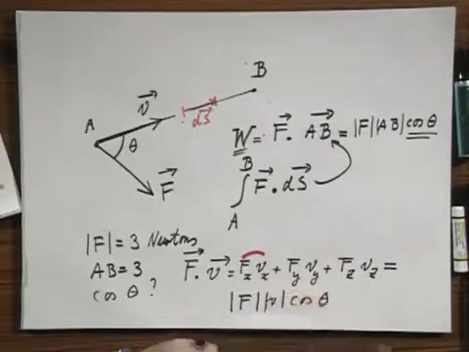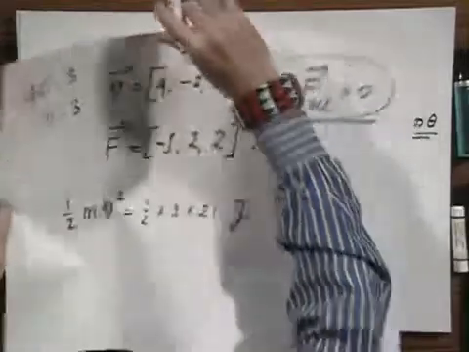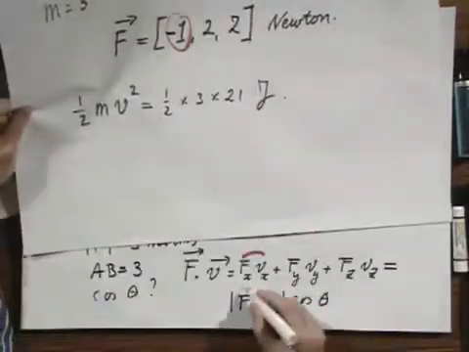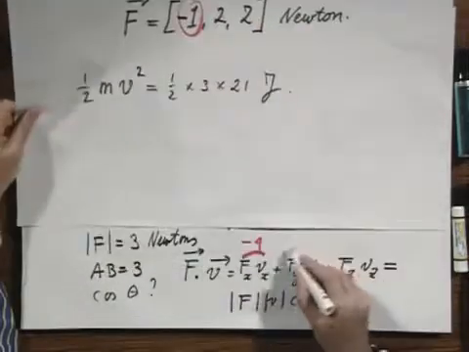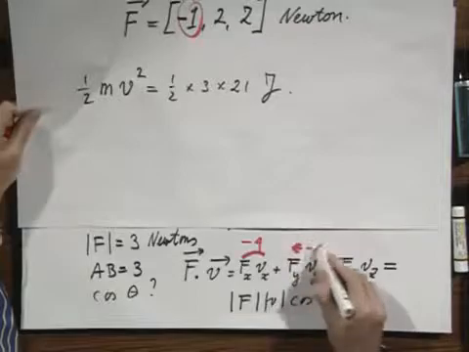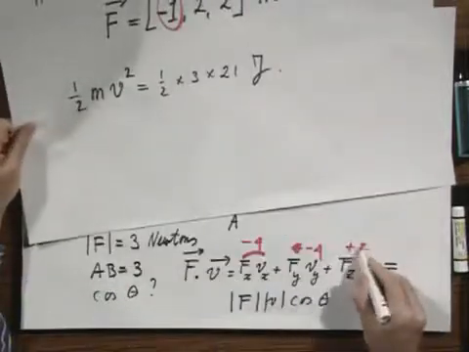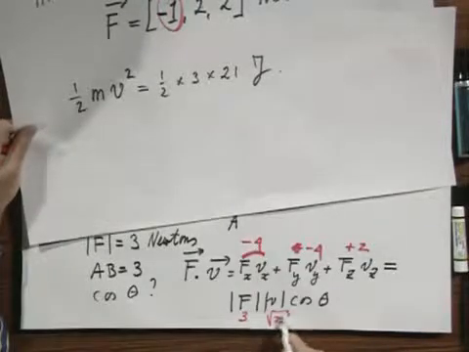Fx times Vx, well, that's easy. It is 4 times -1, that's -4. This is -2 times +2, that is also -4. And this is 1 times 2, that is +2. We know that this is 3. We know that this is the square root of 21. So out pops cosine theta.